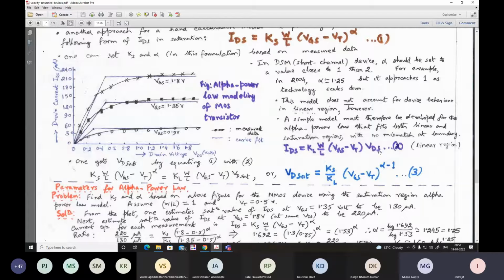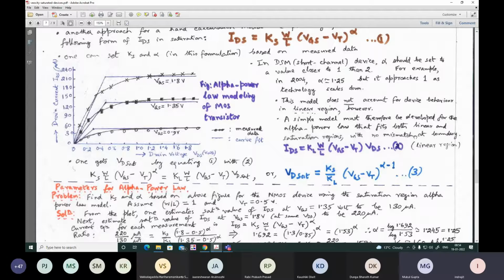Now, why is only VDS kept? You see that in the saturation region, the current varies linearly with respect to VDS, so quadratic dependence on VDS is not there. That's why only VDS is kept. VDS square is not there because this is much smaller than 1. If you have to take VDS into account in the linear region, it is better to keep it only in a linear form. So a simple model must be developed for the alpha power law that fits both linear and saturation with no mismatch at the boundary.